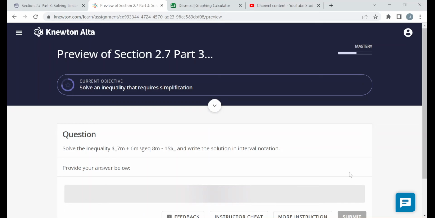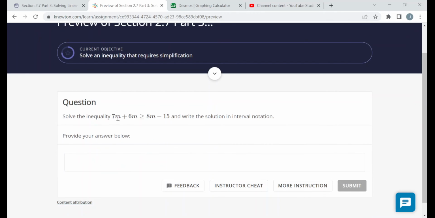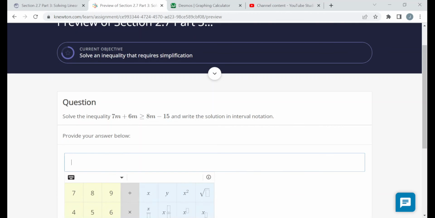Alright, so it looks like one more of these based on my progress. I'm just going to speak this one out. Left side, you have 13m. Then I would subtract 8m to get 5m on the left side. And then divide by positive 5. So you'd still have greater than or equal to. m is greater than or equal to. Now negative 15 divided by positive 5 would be negative 3. You'd have m is greater than or equal to negative 3.